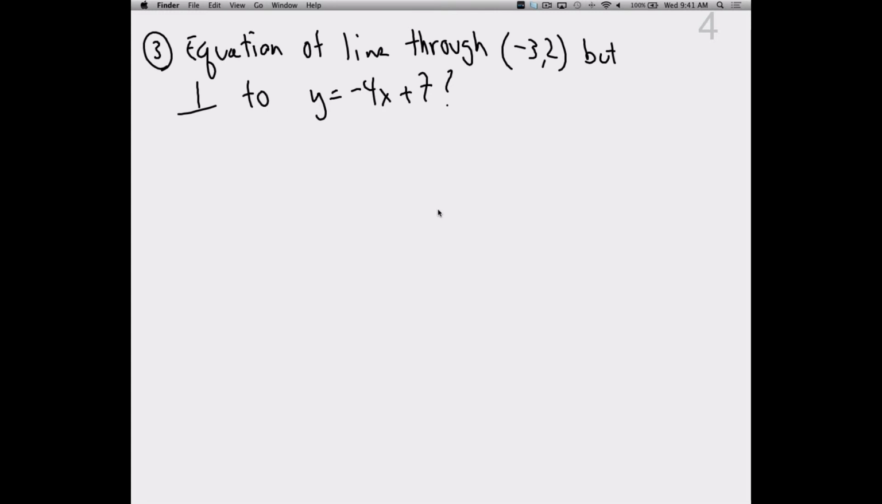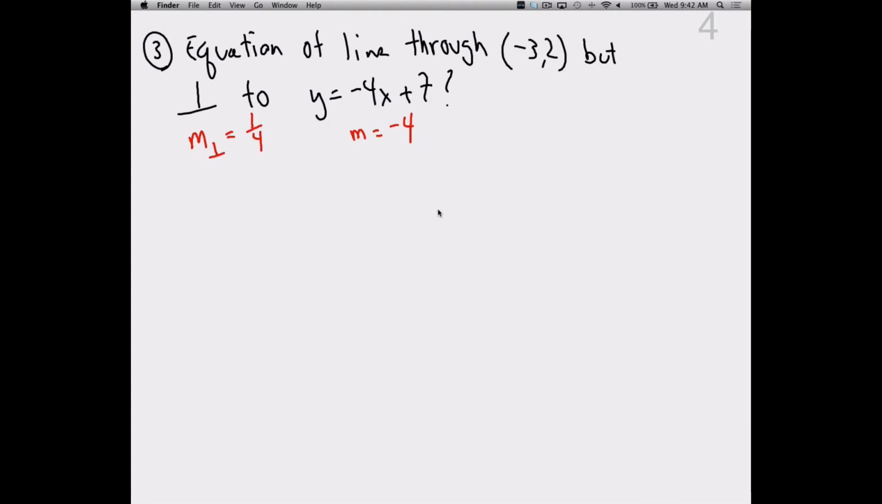So let me make a note here. The slope of this is -4. Very good. That's in slope-intercept form, so she read it off of that. So what's the slope of the line perpendicular to that line? 1/4. Beautiful. So the slope of the perpendicular is 1/4. Opposite reciprocal. Flip it over, change the sign.